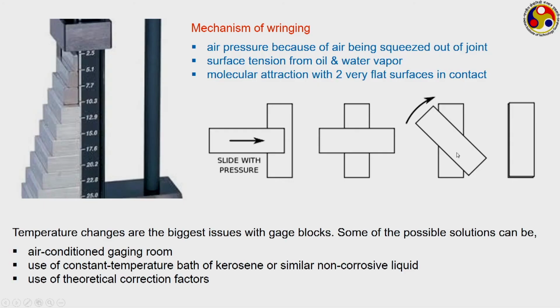So in that case, when we can't allow an air conditioned room or we can't do the measurement in submerged condition, then we can make use of theoretical correction factors. Suppose we know that the length of the block is L at the standard reference temperature T naught, and we are actually taking the reading at some temperature T1 which is higher than T naught. If we have complete idea about the properties of the metal used to fabricate this block, then we know that at this temperature T1 the length of the block will be L into 1 plus alpha into T1 minus T naught.